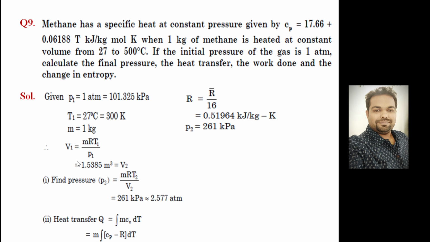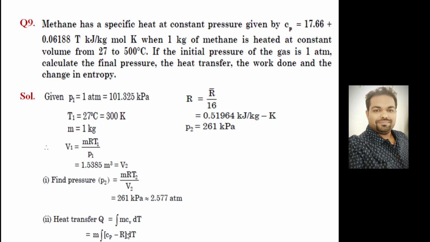Then you come to the volume V1, that is using the ideal gas equation, m R T1 by P1, and volume is constant, so V1 is equal to V2, right? Now heat transfer is asked, so m Cv dT. Why Cv? Because it's a constant volume process, otherwise it should be Cp. So m Cv dT, put the value of Cv. Now the problem is this is Cp. So Cp minus Cv is equal to R. So Cv is equal to Cp minus R. So R value you already calculated, that same value you can subtract from this.